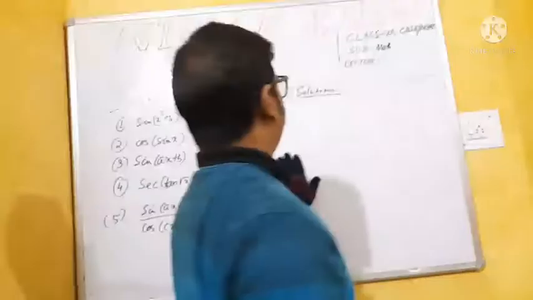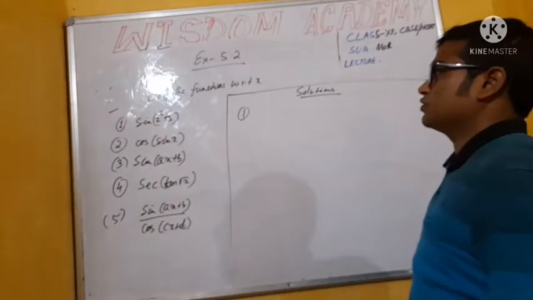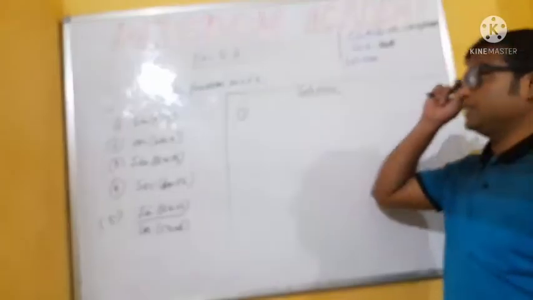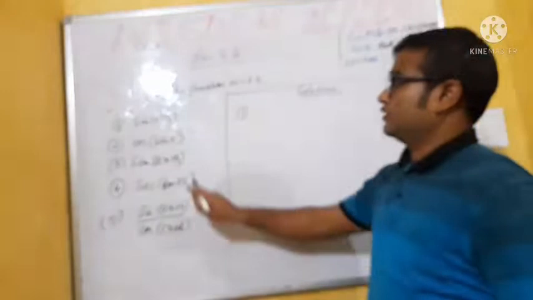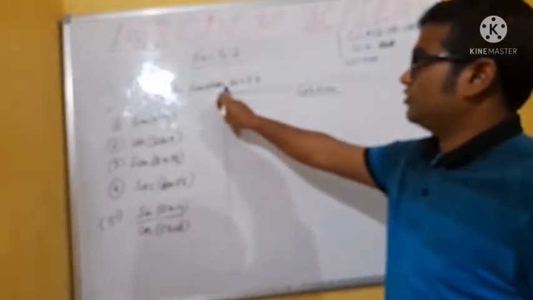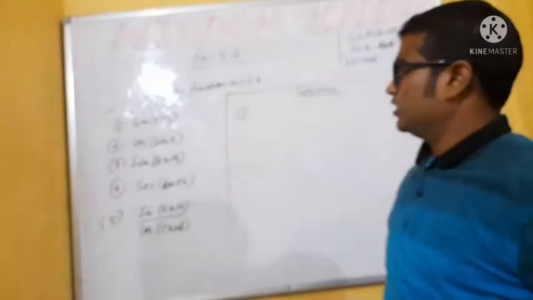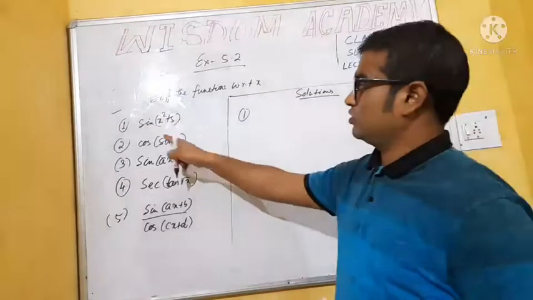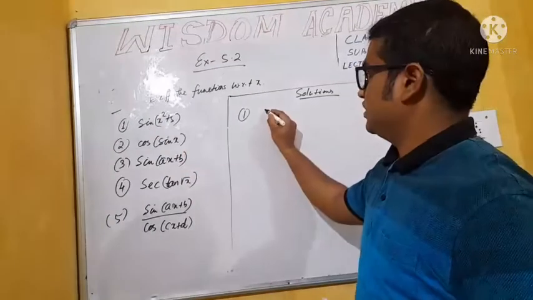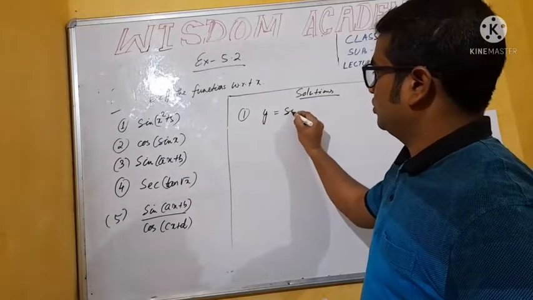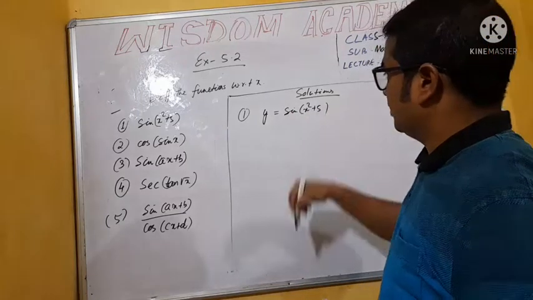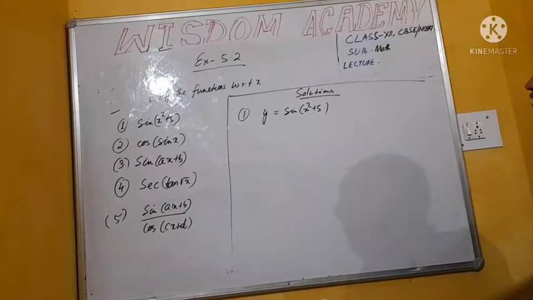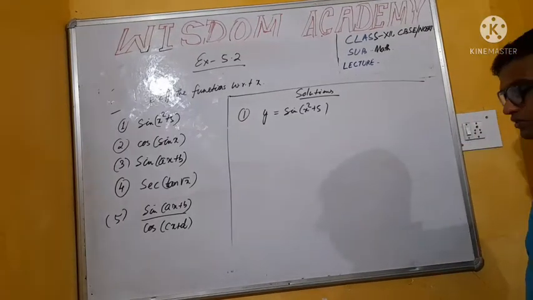Students, today I will solve some problems of 12th Mathematics Exercise 5.2. Questions that differentiate the following functions with respect to x. Number one question is, a function is given, that is, let y is a function, sin of x square plus 5, then find the derivative of this function.